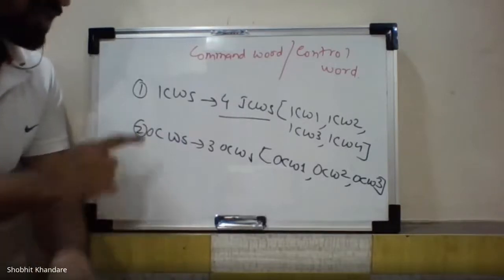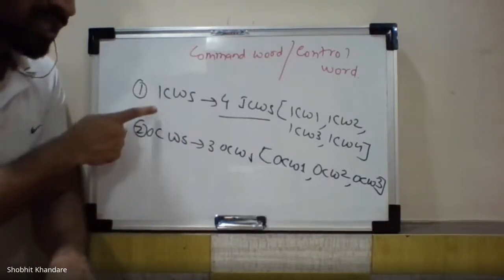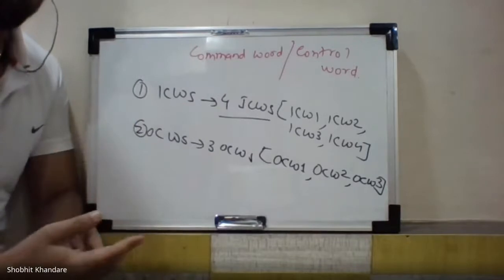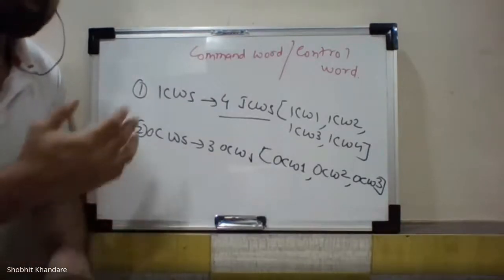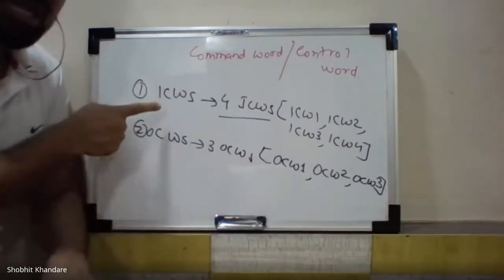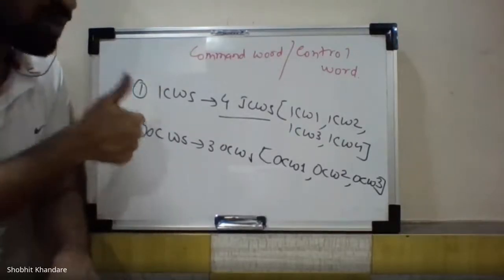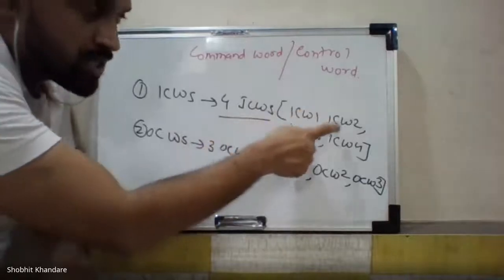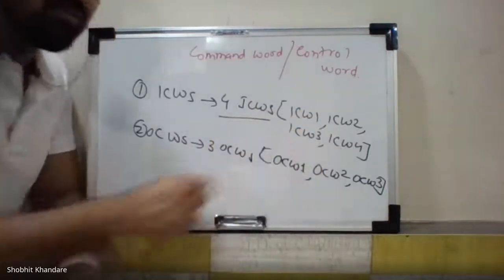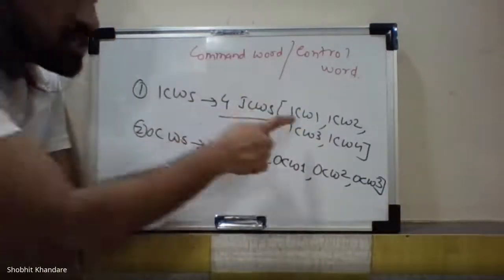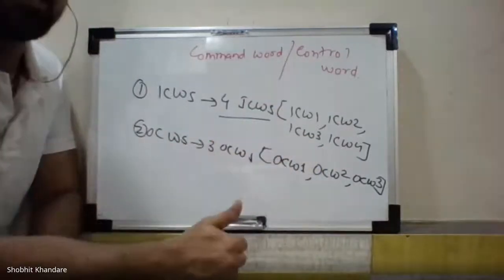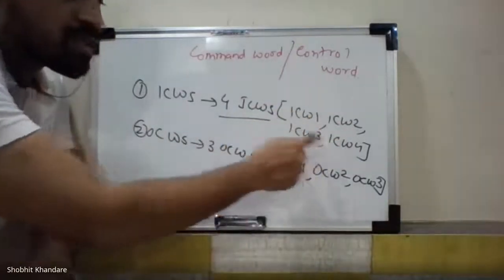As far as ICWs are concerned, these are needed for the starting of the operation. For starting the operation, I should initialize my 8259. You can initialize your 8259 via ICW1, ICW2, ICW3, and ICW4. Each one of them has its significance.